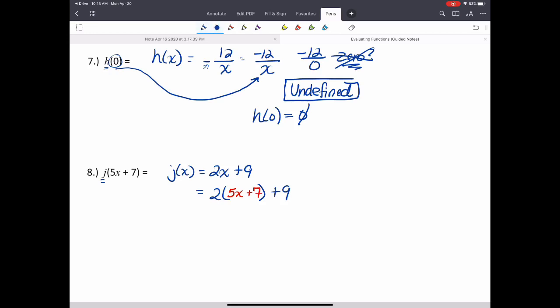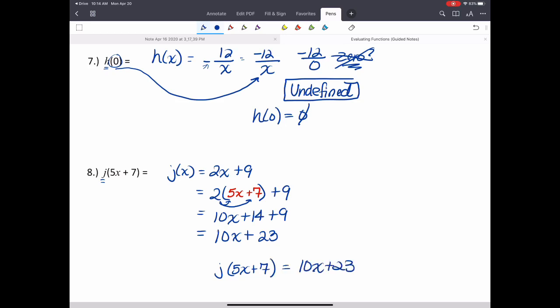And then our job for this one is just to clean it up and get it into simplest form. So we're going to distribute the 2 into the 5x and the 7. So 2 times 5x is 10x. 2 times 7 is 14. 14 plus 9 is 23. And then you've got 10x plus 23. And that's all we can do with that one. So the j function of 5x plus 7 is going to equal 10x plus 23.